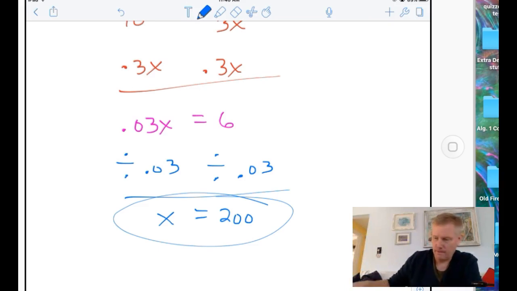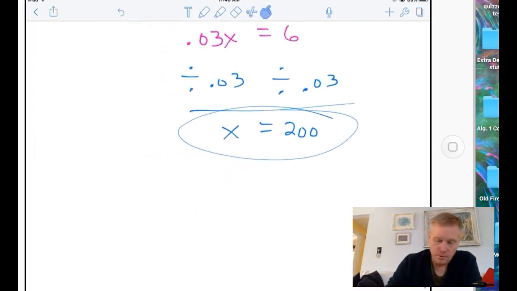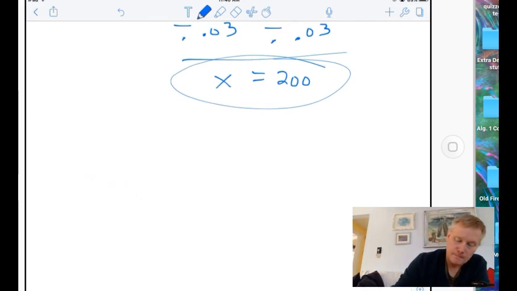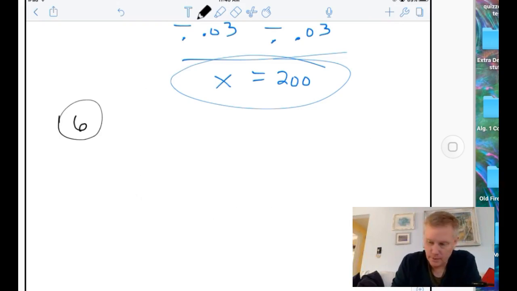Okay, that's the end of 5. I got one more here. Because it's got something different I haven't shown you yet. 2 log of x plus the log of 4 equals 3.